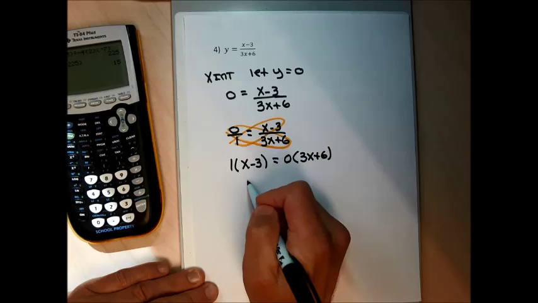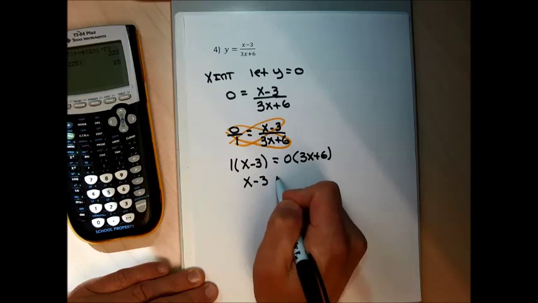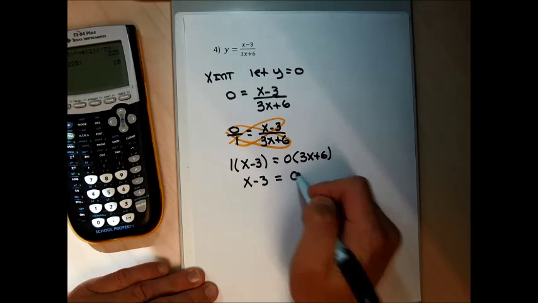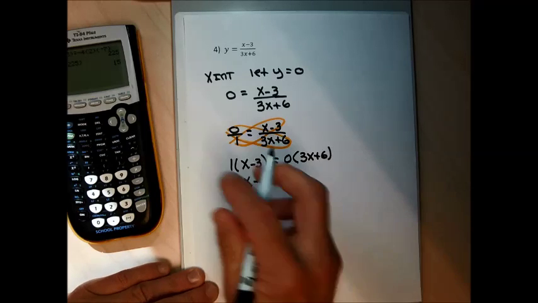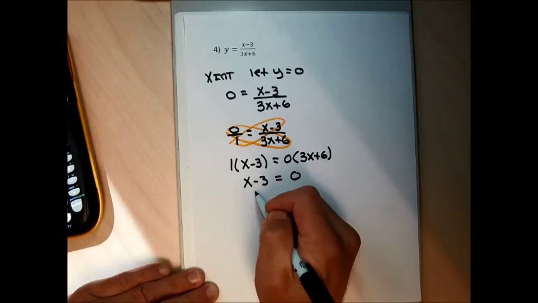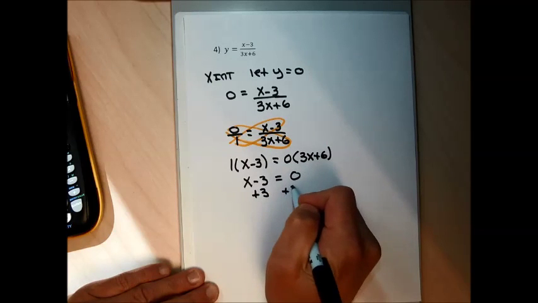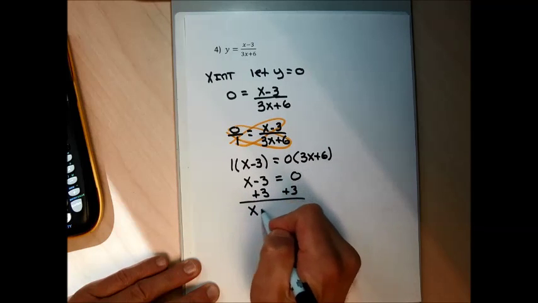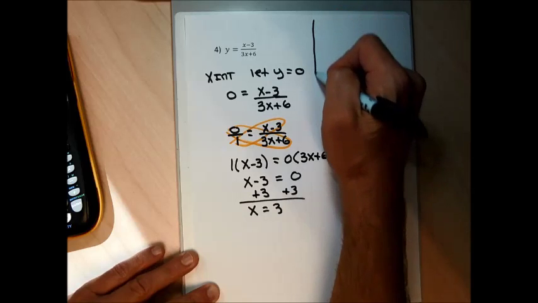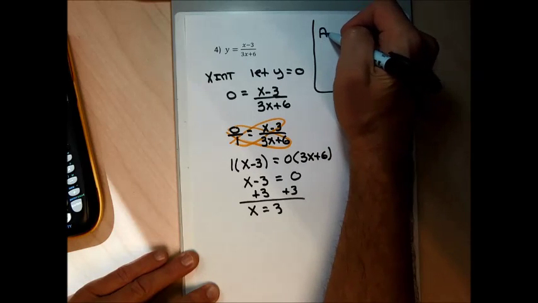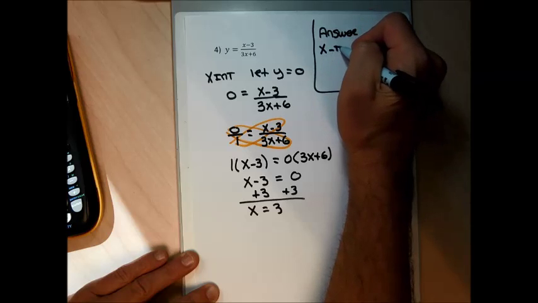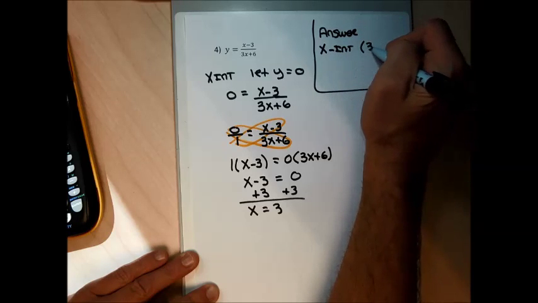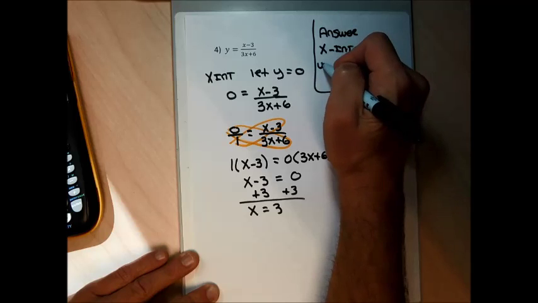I'm going to cross multiply down and get 0 times (3x plus 6). 1 times (x minus 3) is just x minus 3. 0 times (3x plus 6) is just 0. And now I need to get the x isolated. There's no square, so I don't need to worry about factoring nor the quadratic formula. I'm just going to add 3 to both sides and get x equal to 3. So part of my answer to number 4, the x-intercept, is the point (3, 0).